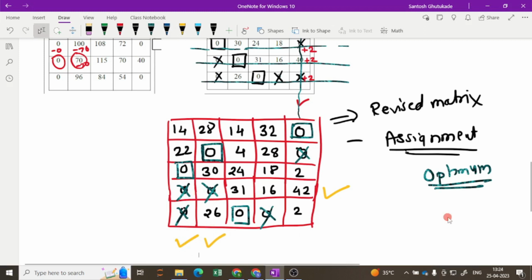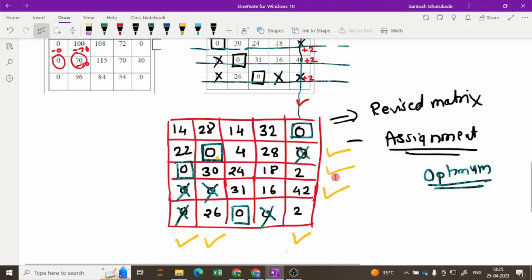Now in the marked column we are looking for the assignment. In the first column here it is an assignment, so we will mark that row, and in the second column here is the assignment, so we will mark that row also. Again we have to check. In this row, if there is any other 0, here it is a 0, so again we have to mark that column.